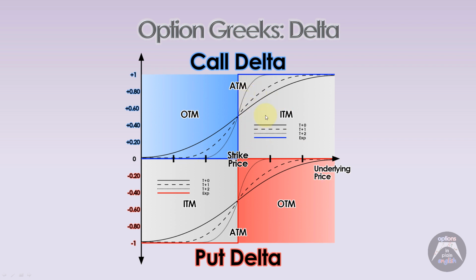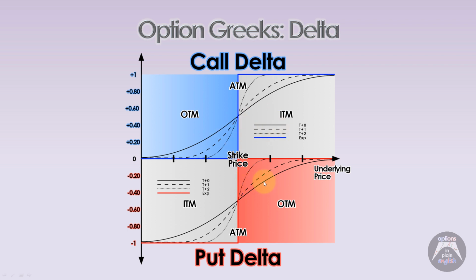So this is for a call. Price going higher than the strike price, it becomes in the money. Going lower, it becomes out of the money. And you're going to be making money as the stock price, as the underlying price, starts going up.